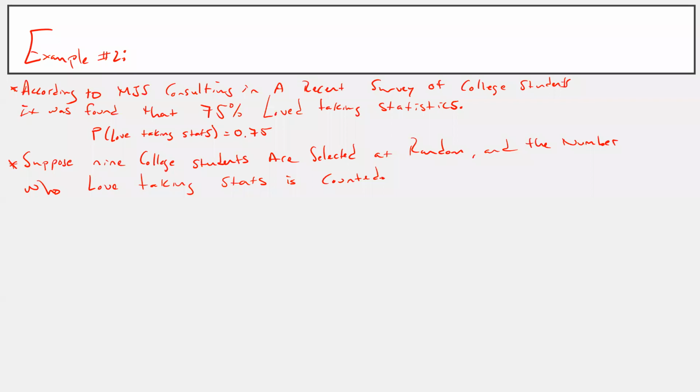So let me ask you this question. I'm just trying to set this up. I'm going to talk to 9 college students. Do I know how many of the 9 are going to love taking statistics? Do I know ahead of time before I talk to the 9? No, you don't. So it's a random unknown variable here. I'm going to let X be equal to the number of college students in 9 that love taking stats.